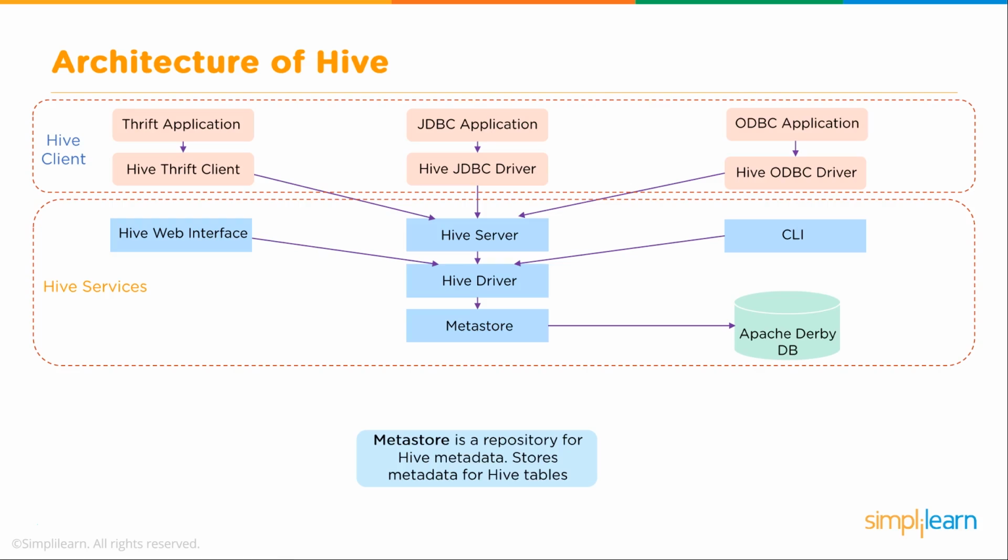When we look at the architecture, we also have to note the metastore. Metastore is a repository for Hive metadata. It stores metadata for Hive tables. And you can think of this as your schema and where it is located. And it's stored on the Apache DB.